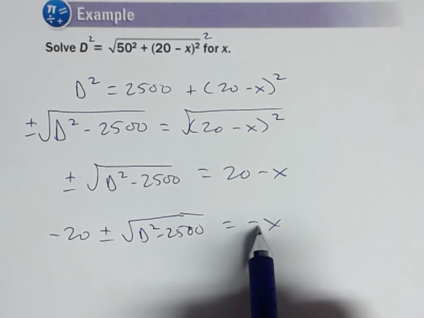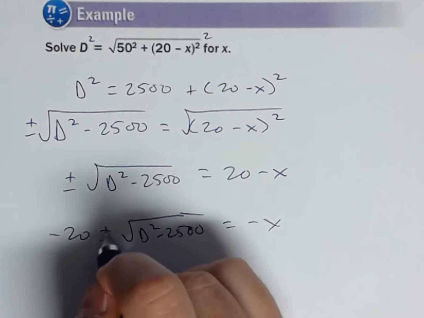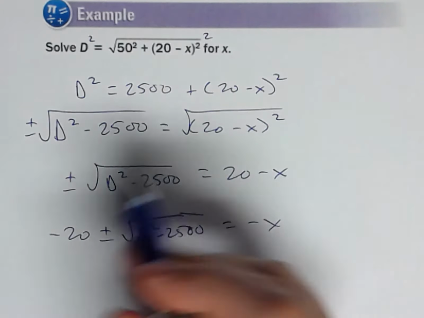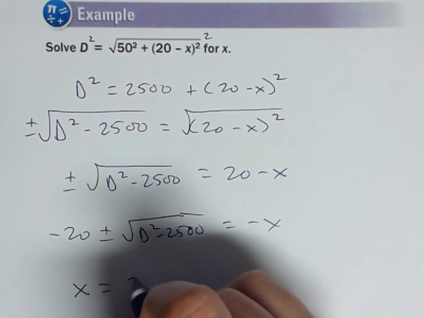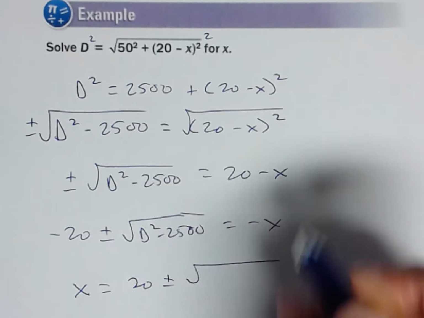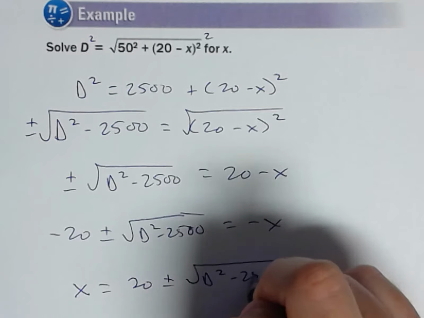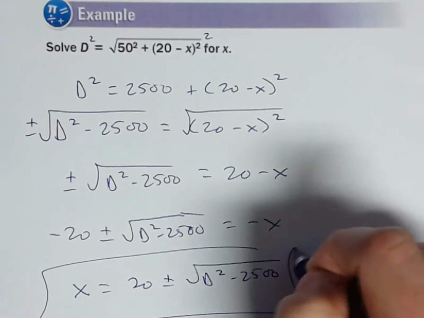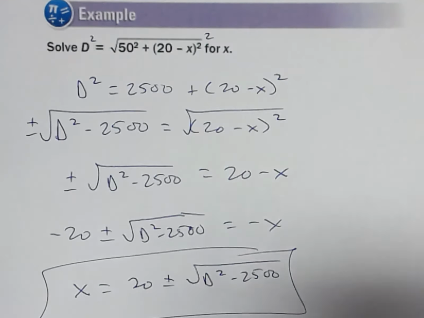And last step, let's just multiply negative 1 through both sides. That's not going to affect this because plus or minus has both signs. But x equals 20 plus or minus the square root of d squared minus 2,500, and we just isolated our variable.